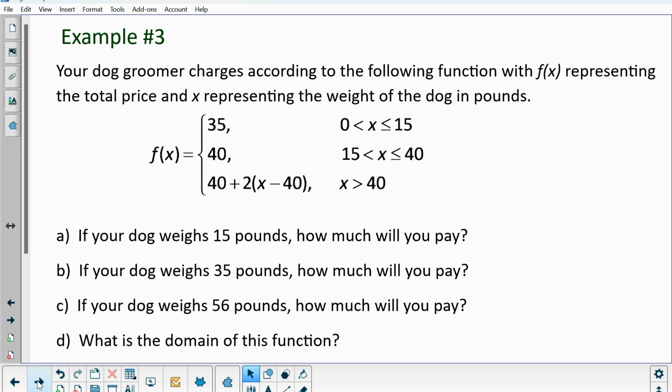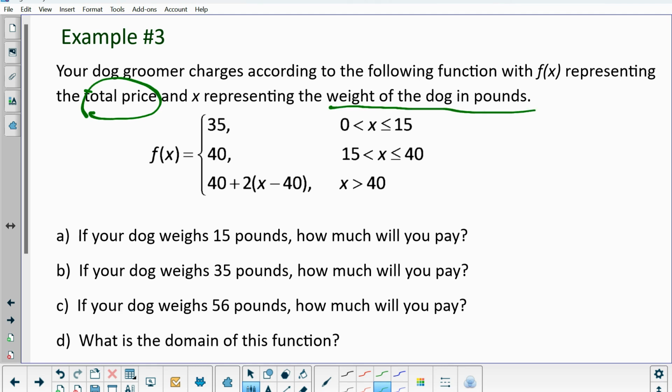Okay, example 3. This is not graphing, it's just understanding this piecewise function. This is a pretty common type of situation. It says your dog groomer charges according to the following function, with f of x representing the total price. It's always important to pay attention to those words. F of x is the total price, and x represents the weight of the dog in pounds. So all of this is weight.